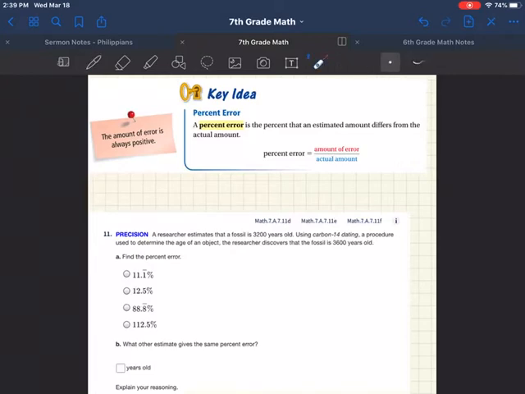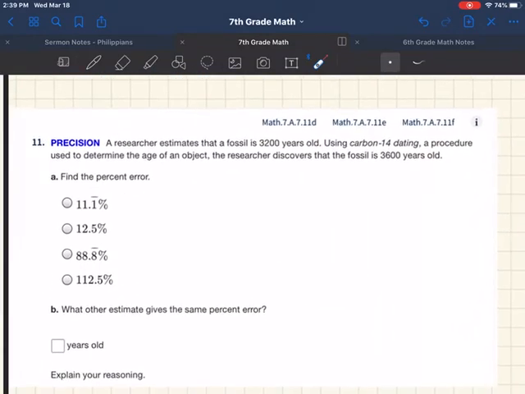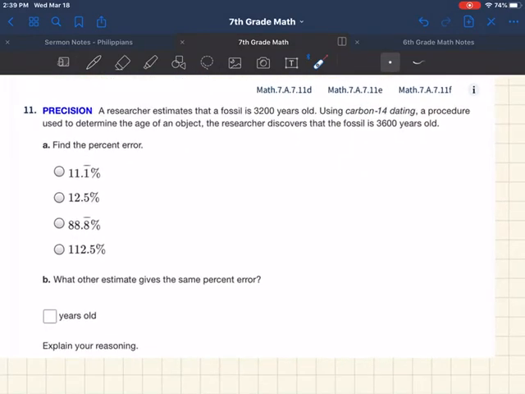So let's look down here and read the question. Let's zoom in a little. A researcher estimates, so this is their estimation, that a fossil is 3,200 years old. Using carbon-14 dating, a procedure used to determine the age of an object, the researcher discovers that the fossil is actually 3,600 years old. I'm adding a word here because that is useful. So they estimated 3,200, but after using carbon dating, they found out that it was 3,600 years old.